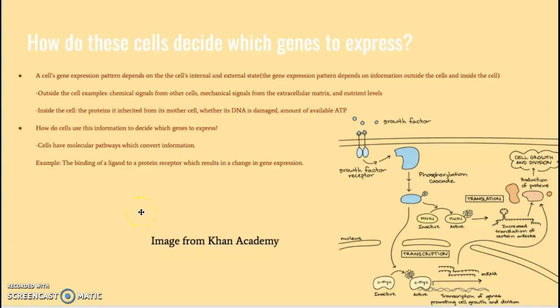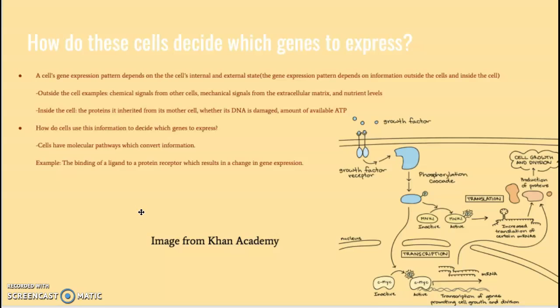So how do these cells decide what genes they want to express? A cell's gene expression pattern depends on both the cell's internal state and external state. In other words, the gene expression pattern depends on information outside and inside the cell. Examples from outside the cell include chemical signals from other cells, mechanical signals from the extracellular matrix, and nutrient levels. Examples from inside the cell include the proteins it inherited from its mother cell, whether the DNA is damaged or not, and the amount of available ATP. ATP is basically just energy.